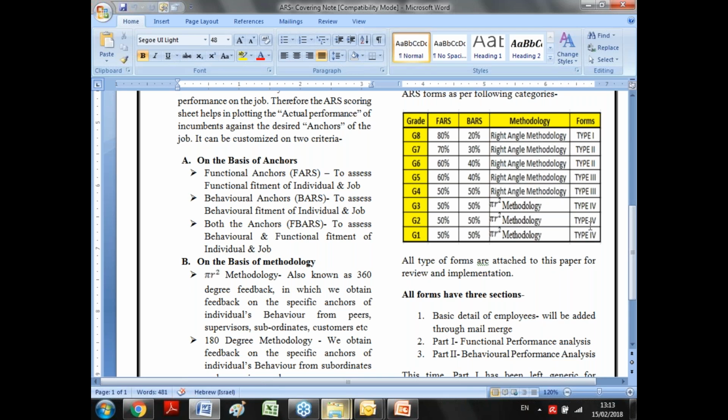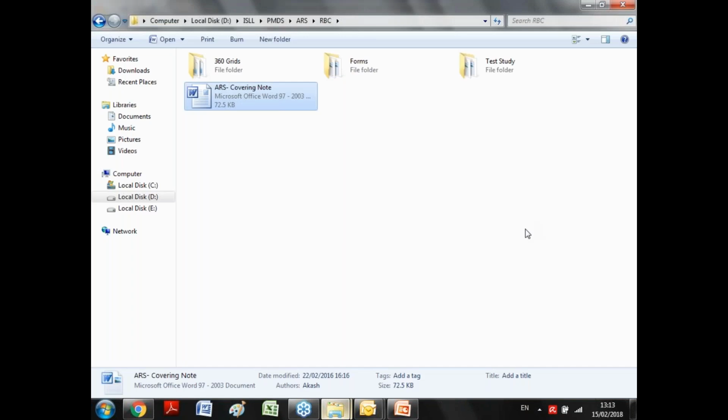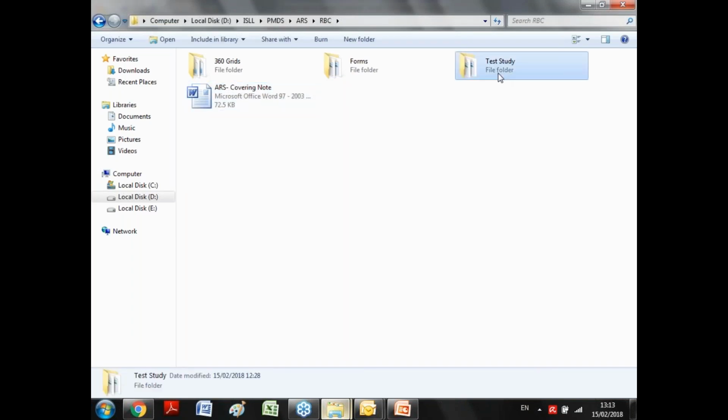Then we devised different types of forms for all these different categories. There were 4 different types of forms. Again, the statements that were picked up on those forms were very different. I'll now show you the results of this.